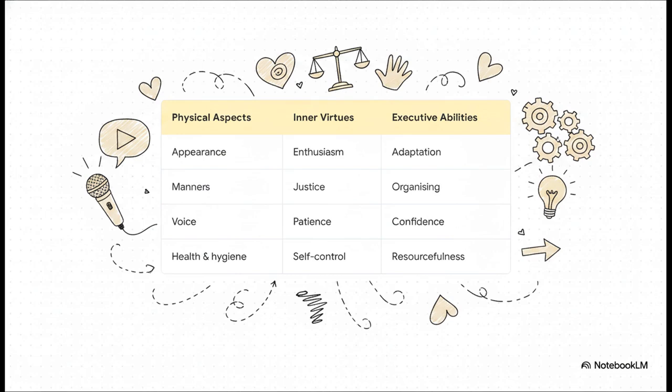And this brilliantly illustrates how these abstract traits actually show up in the real world. They break down into 3 distinct pillars: physical aspects, inner virtues, and executive abilities. Look at how these elements have to intersect. A really effective teacher needs the physical aspect, like a rich, melodious voice and clear grammar, combined seamlessly with inner virtues like justice, patience, and compassion, all while constantly exercising the executive abilities of adaptation and resourcefulness. It's not just one thing, it's a complete, holistic package.